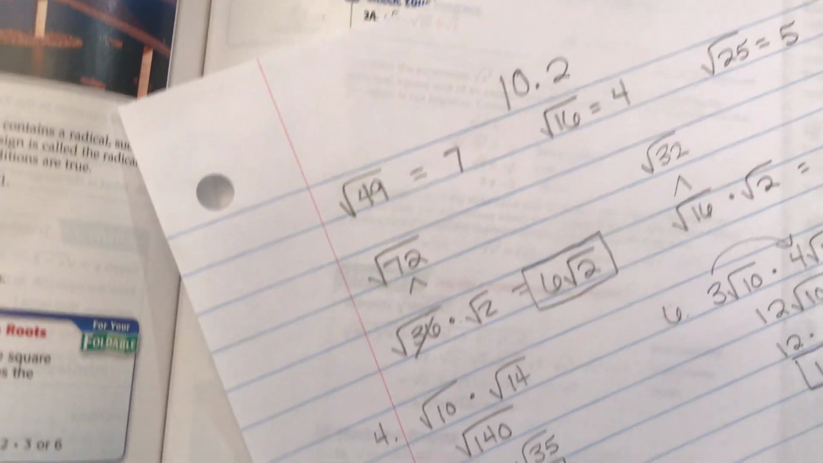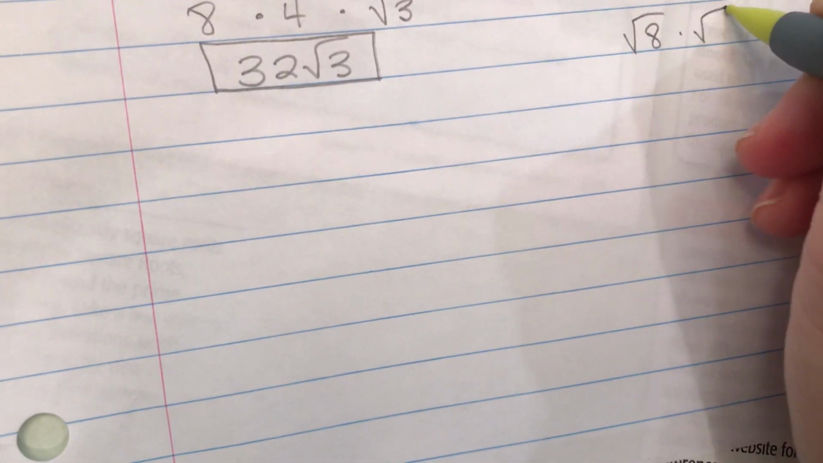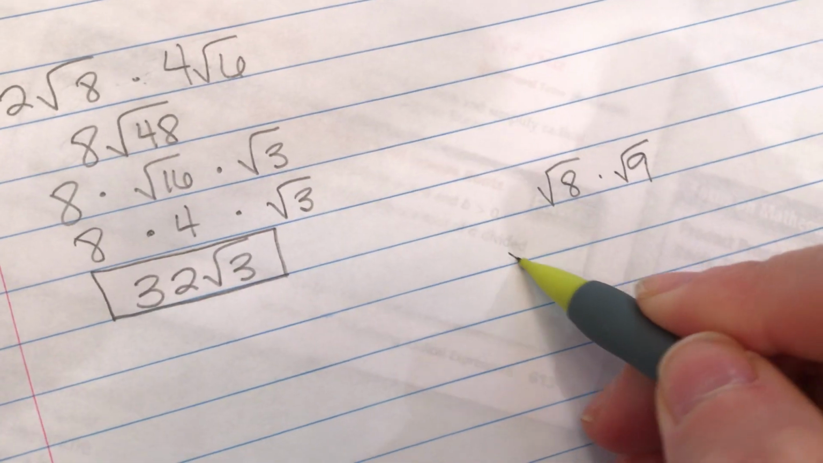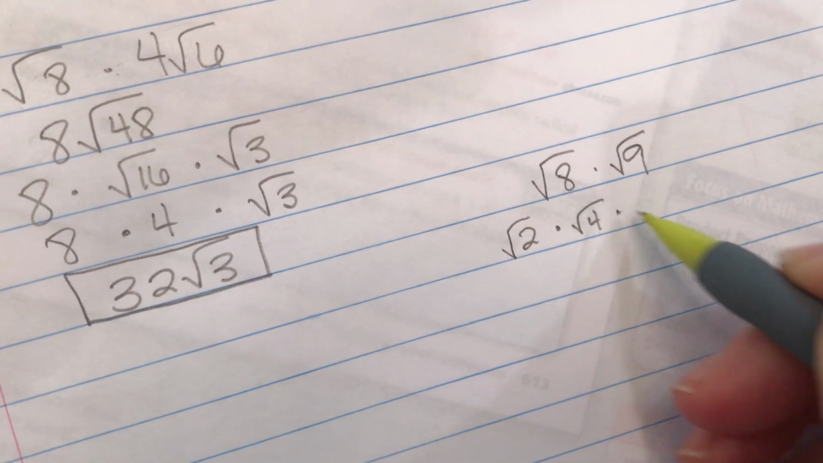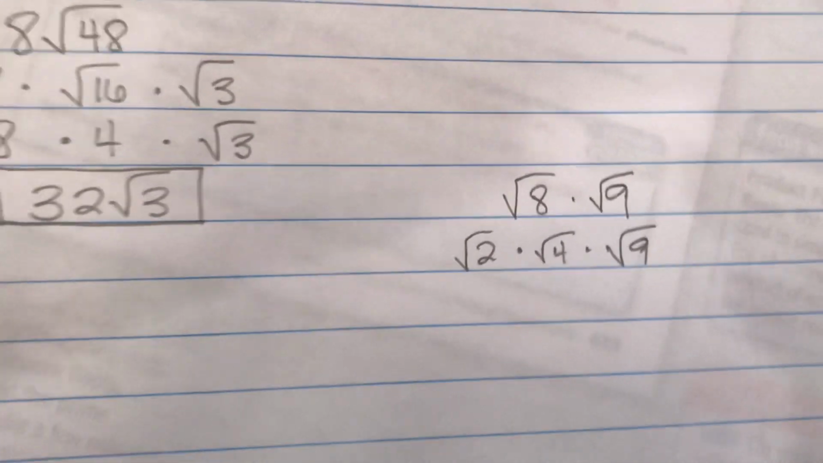A lot of people say, well, Miss Carrie, what would happen if I just didn't think of that and I did the square root of 8 times the square root of 9? Sorry, you can't see that. That would be okay, but the square root of 8 can be broken down into the square root of 4 times the square root of 2. It would just be more steps to do it like that. And I'm okay with that if that's what you want to do.